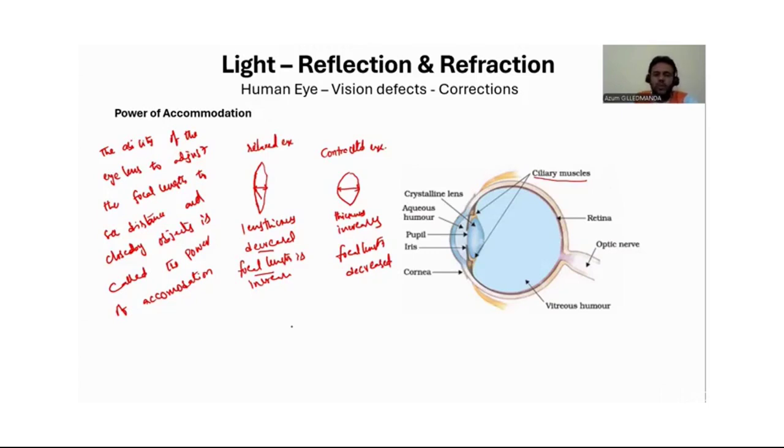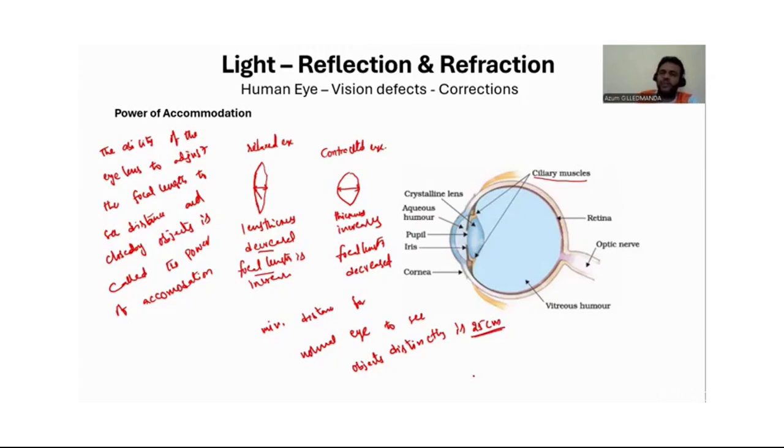Now, we can adjust the focal length to a certain point, but not beyond that. So the minimum distance for a normal eye to see objects distinctly, distinctly means clearly, is 25 centimeters, guys.